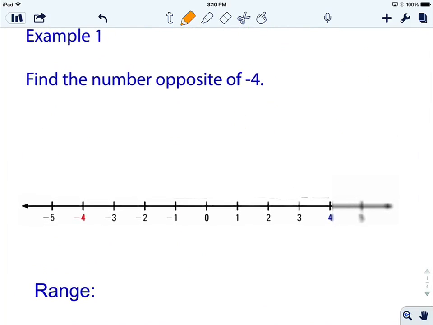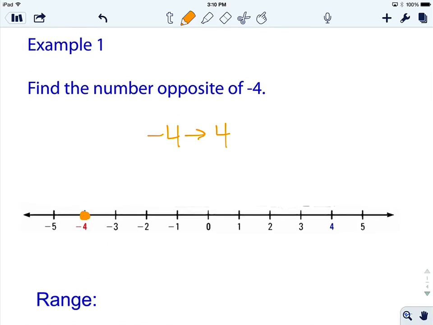So let's move on and look at an example. This one says, find the number opposite of -4. What we're going to do is start at -4, which is down here, so we're going to fill in our number line. If I'm looking for the opposite number, I just switch the sign. So if it's negative, it'll then be positive. That's not the absolute value, that's the opposite. And then we'll mark that down here.